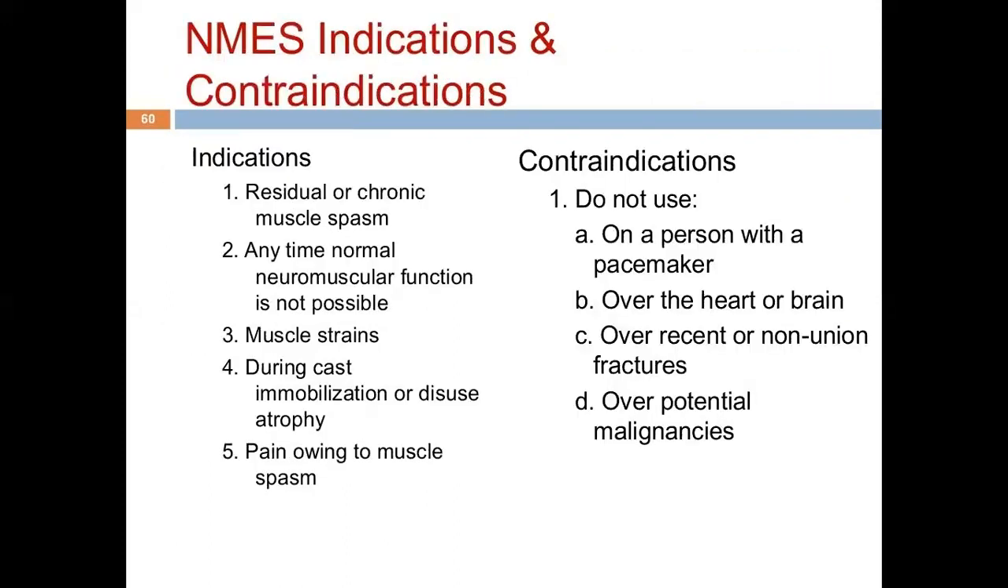The indications and contraindications of neuromuscular electrical stimulation. First, we will see the indications. It is used for residual or chronic muscle spasm, any time normal neuromuscular function is not possible, in muscle strains, during cast immobilization or disuse atrophy, and for pain owing to muscle spasm.